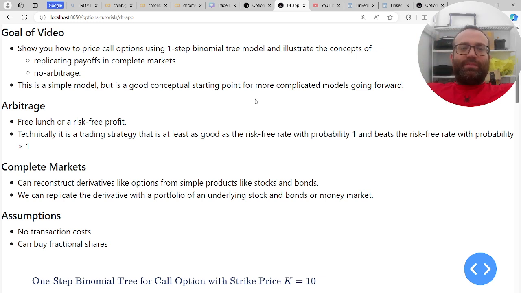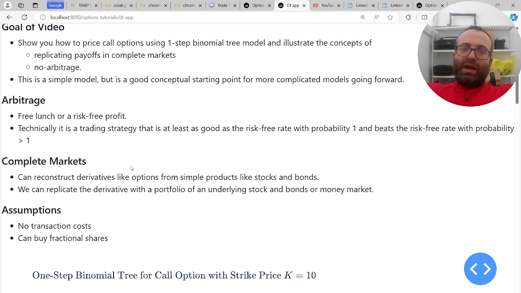And another concept is complete markets. So complete markets, basically you can reconstruct derivatives like options, for example, from simple products like stocks and bonds. So a portfolio of stocks and bonds can synthetically be like having an option. That's a very important concept, because if you combine that concept of replicating a derivative like a call option with the idea that you do not want arbitrage, then if you can replicate the call option, its price should be the same as the portfolio that replicated it. So the portfolio of stocks and bonds.